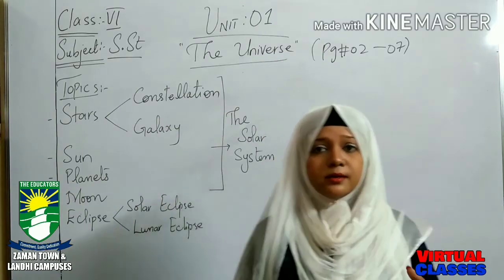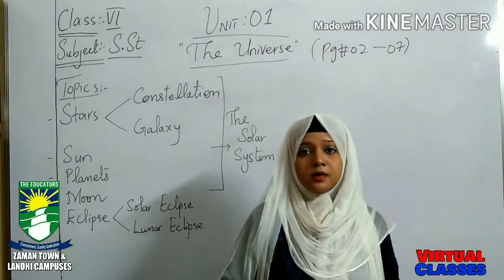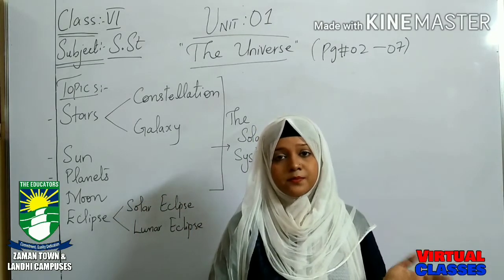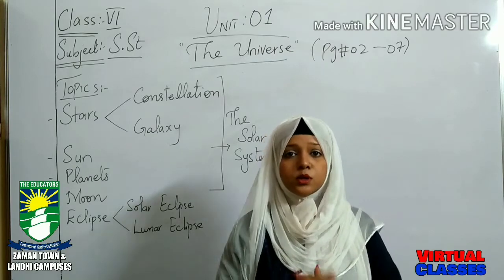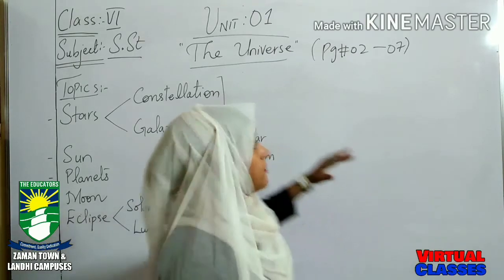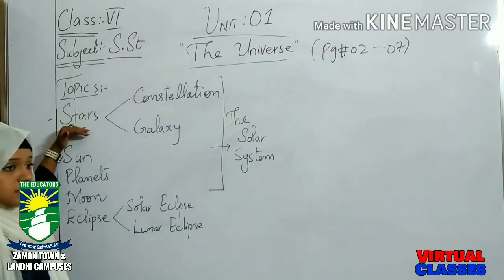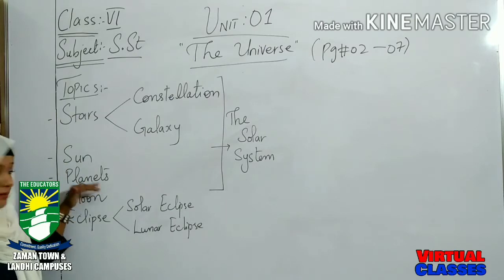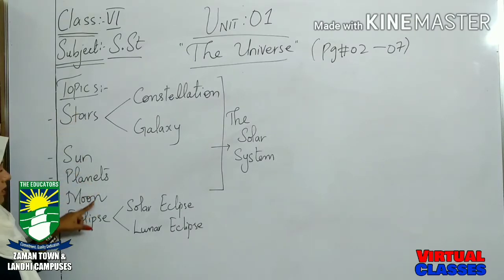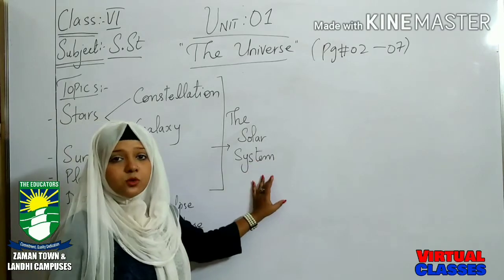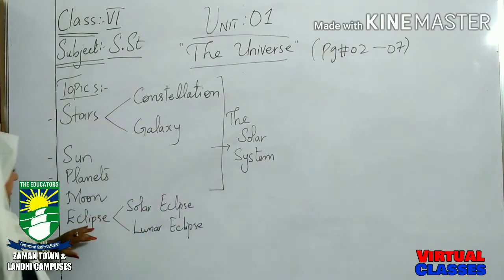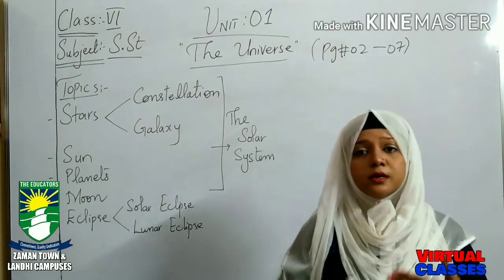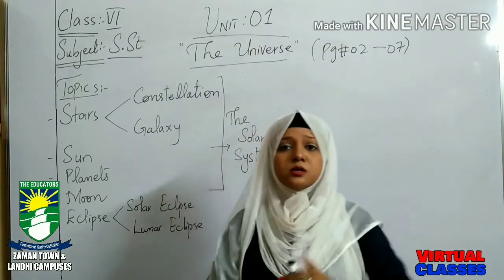The question here arises, what is the universe? Everything that surrounds us is the universe, right? And the topics which we will cover in this chapter are the formation of the stars, how the stars are formed in space, the sun, planets, moon, and all these materials together form the solar system. And then the eclipse. We will discuss the eclipse later on. First, let's discuss how the stars are formed.